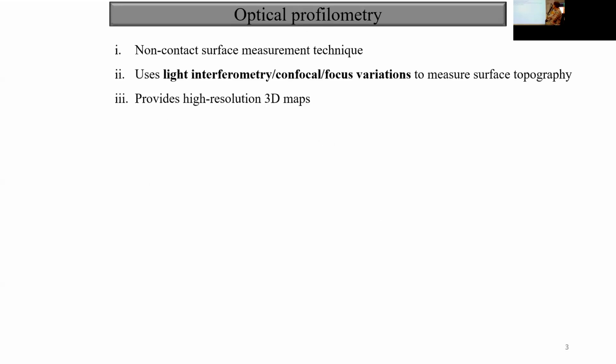So optical profilometry is a non-contact surface technique where you shine the surface with light and collect the reflection of this light. By different techniques, which could be interferometry, confocal, or focus variation, you measure the surface topography, and you can construct a 3D map of the surface.